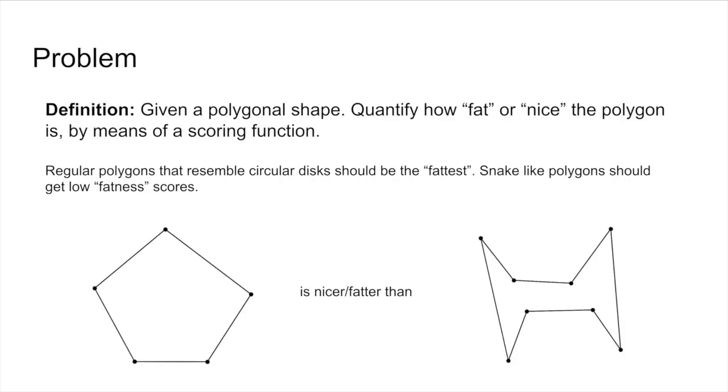So the problem is, given a polygonal shape, we have to quantify how fat or nice the polygon is by means of a scoring function. We would ideally want polygons that are disk-like to have the maximal fatness values, and we want skinny polygons to have low fatness scores. So the polygon on the left is fatter or nicer than the polygon on the right.